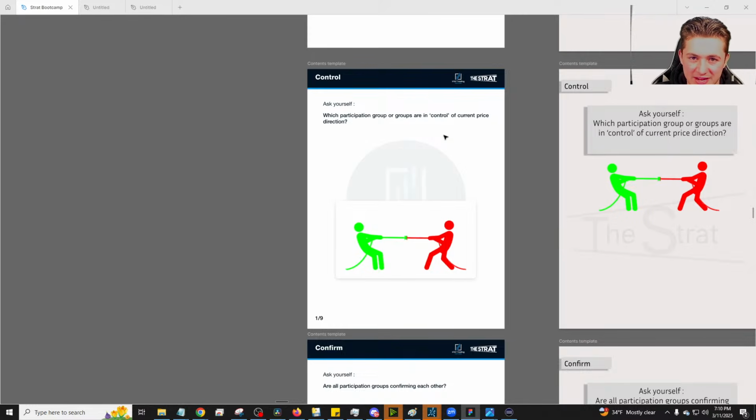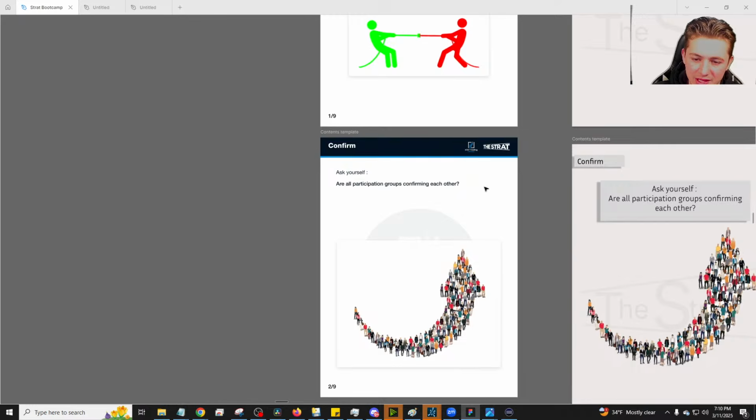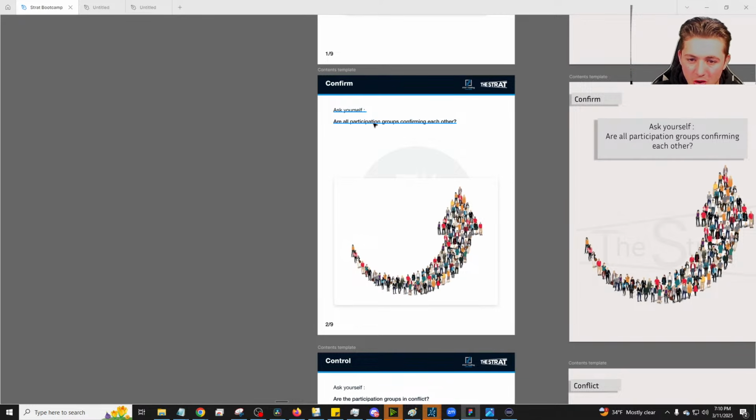We don't even want to touch that, simply because you just have so little evidence. Doesn't mean you can't when the VIX is high, but we prefer not to do that. Or do you have full time frame continuity? They're all in control in the same direction. And then confirm, it's the same thing. Are all the groups confirming each other? Do you have full time frame continuity or not? Because if you do, you're not going to get out of that trade unless that changes.